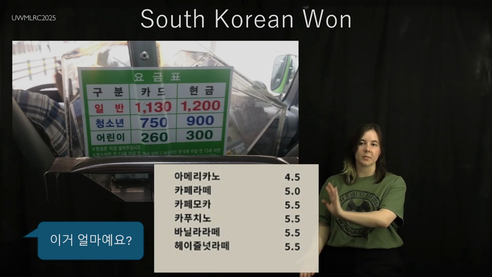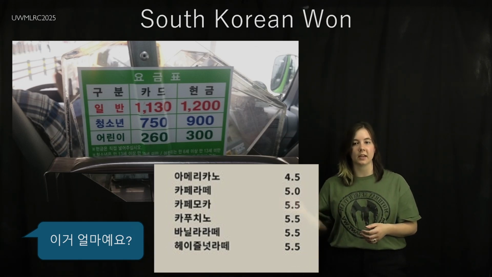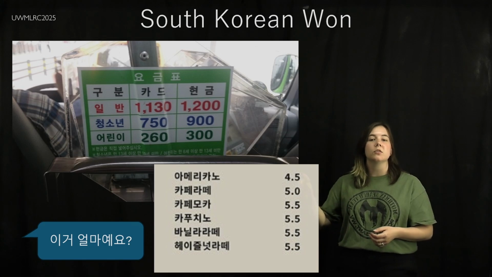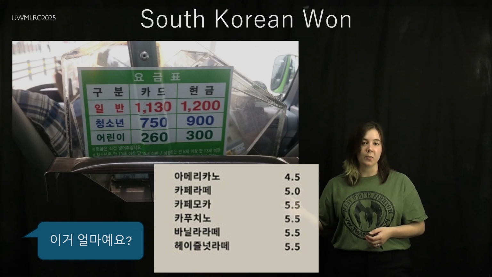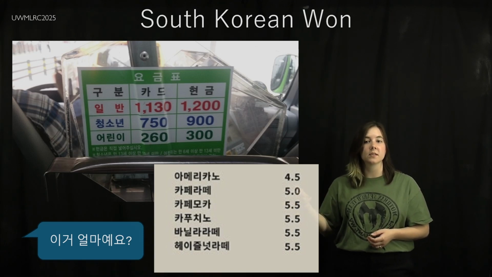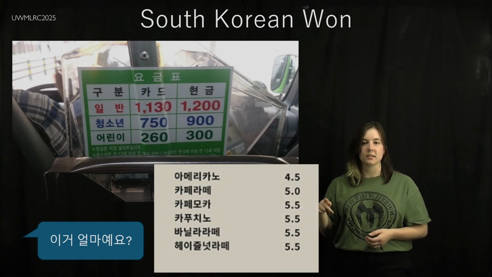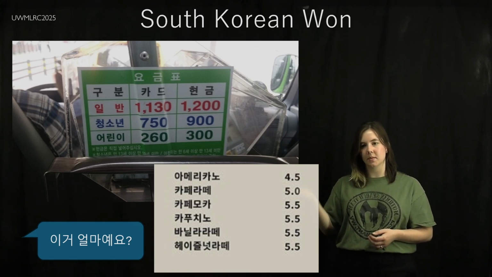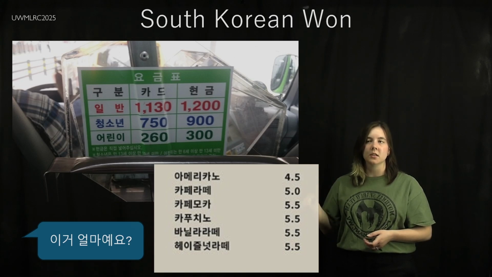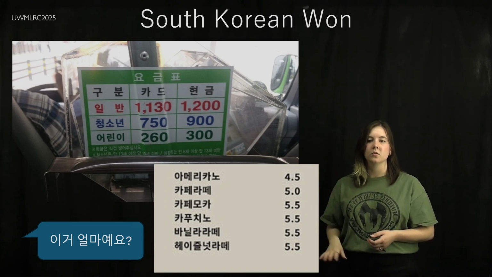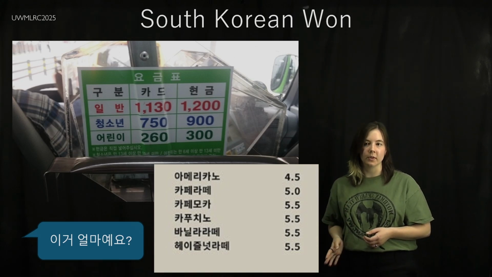This is another example of what a menu might look like. This is a cafe menu. Here they drop the 00 off at the end. So 4.5, the point is where the comma would go. So this is actually 4,500. This is 5,000. 5,500. So depending on what you get, it can be anywhere from 4,500 won to 5,500 won.